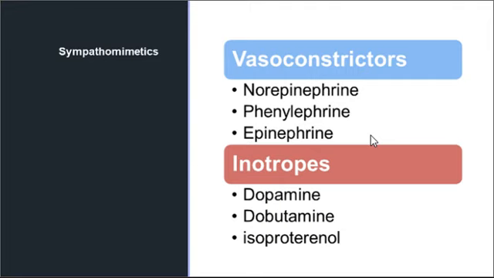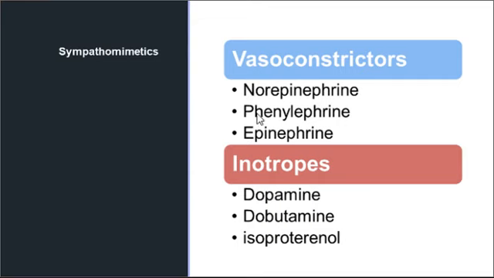Vasoconstrictors and inotropes, those sympathomimetics, they mimic the sympathetic nervous system, so the fight or flight. They cause a vasoconstriction, which increases the blood pressure. They stimulate the beta adrenergic receptors so that the heart squeezes stronger, improving the perfusion with the heart rate and the cardiac output. But unfortunately, these increase the oxygen demand of the myocardium.